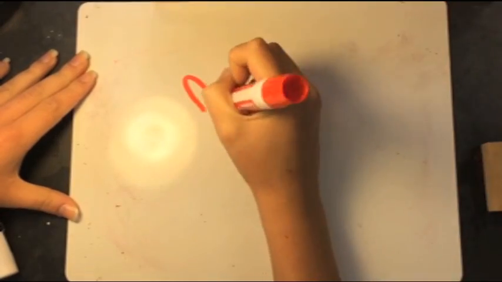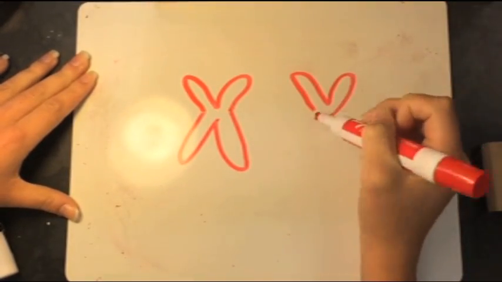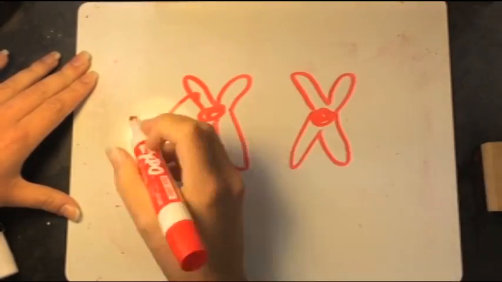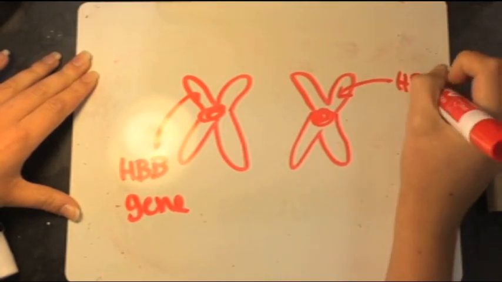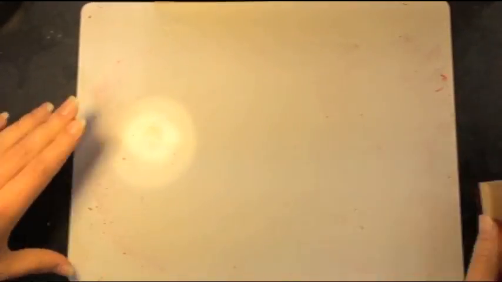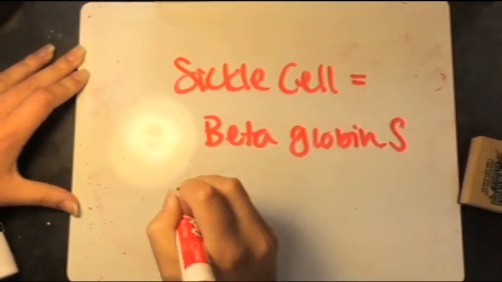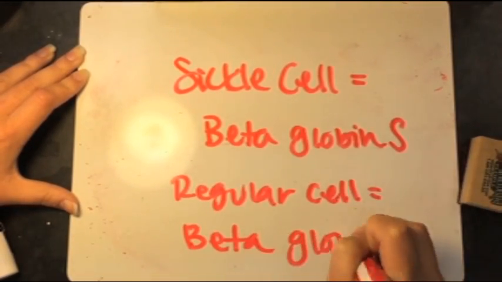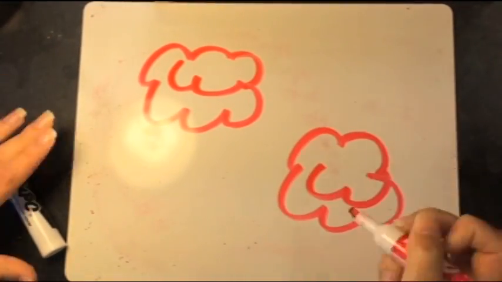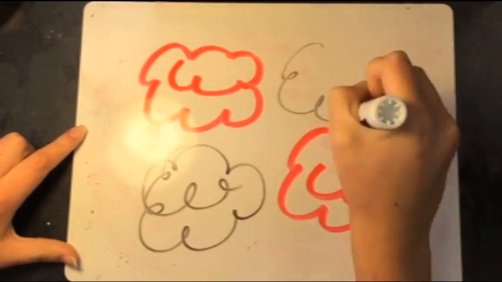The disease affects the hemoglobin beta gene of the 11th chromosome. The hemoglobin beta gene, also known as the HBB gene, is responsible for making all the beta globin that will later become hemoglobin. Normal beta globin produces hemoglobin A. The abnormal beta globin produces hemoglobin S, the type of hemoglobin that is found in cells with sickle cell disease.